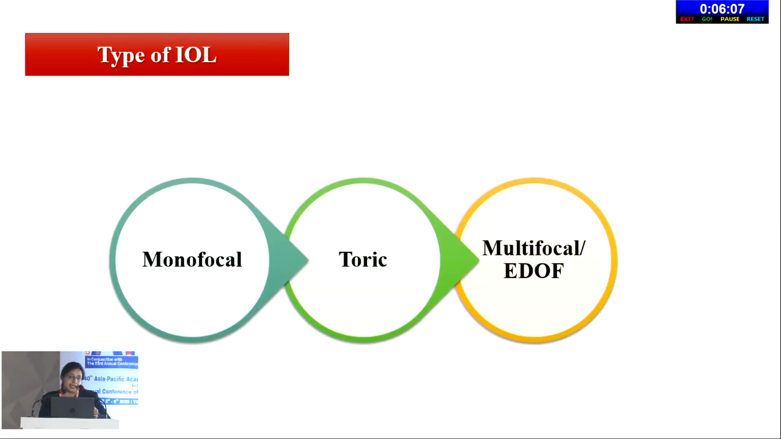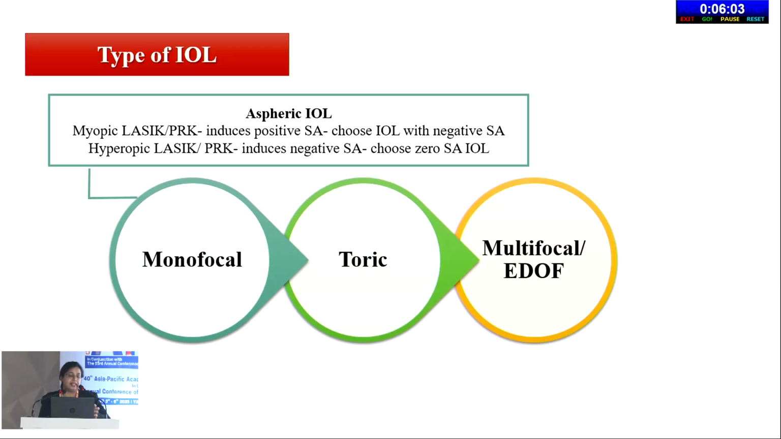Now coming to the type of IOL: monofocal, toric or multifocal EDOF. Because these patients, you have to understand, who underwent refractive surgery in the first place, have very high expectations. They wanted spectacles off when they were 20, they expect the same when you're doing a cataract surgery. Monofocal IOLs should be preferred of course for myopic LASIK PRK. The LASIK PRK procedure itself induces positive spherical aberrations, so choose an IOL with negative spherical aberration, which are most of the commonly available IOLs.